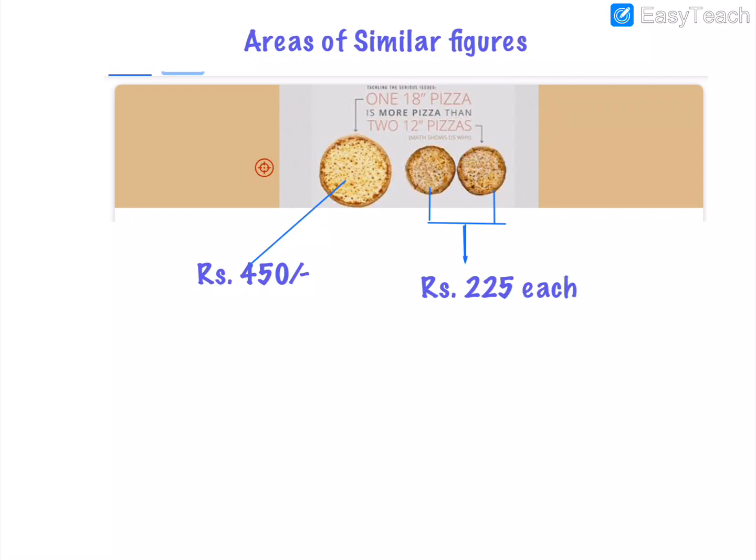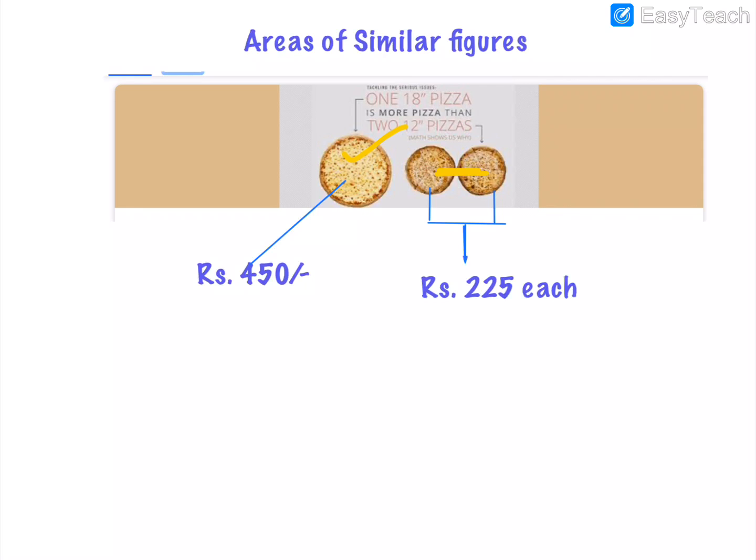So which one is more? Here it is showing the 18-inch pizza is more than two 12-inch pizzas. Do you agree with this logic? Just think about it once, pause the video, think about it, and then let's go to the answer. Okay, thinking process is over. Now which one among these two do you think is the biggest one? You get more pizza by paying either for one pizza or for two pizzas together.